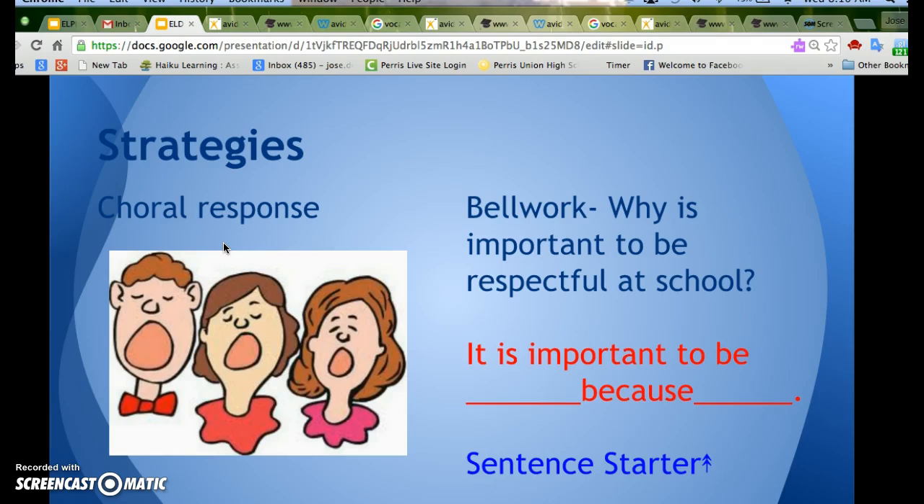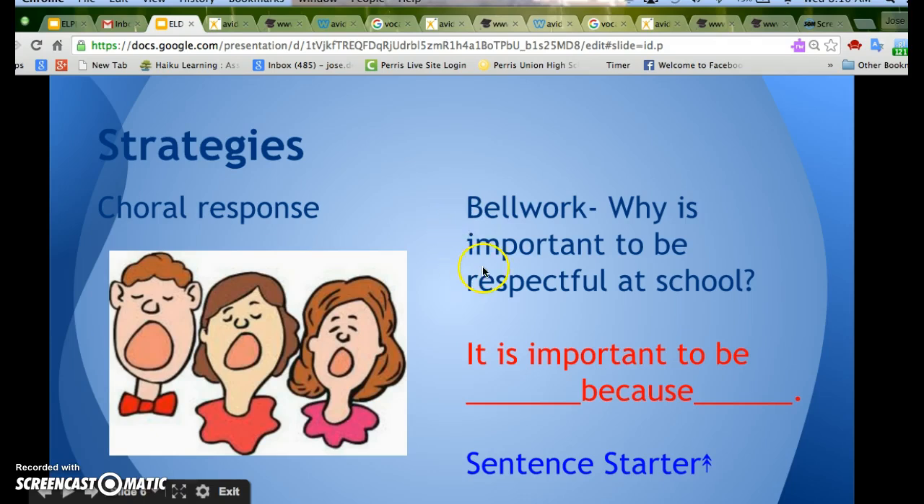If you are ever in class and you say, okay, students turn to page 75, and you realize that 10 to 15 students are not responding, well, choral response is a good way to get the entire class to respond and to be on task. Bell work is something that a lot of us do here at Pinacati, and it's just a way to get the students focused and get ready for class.